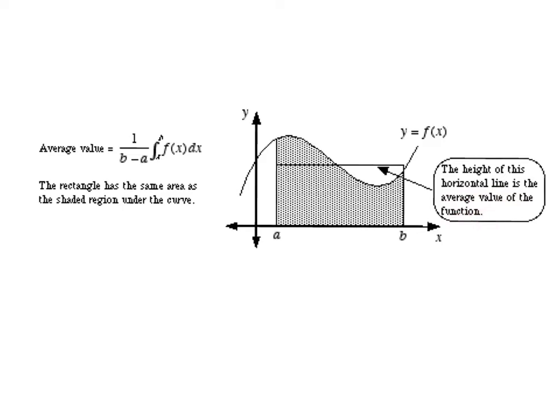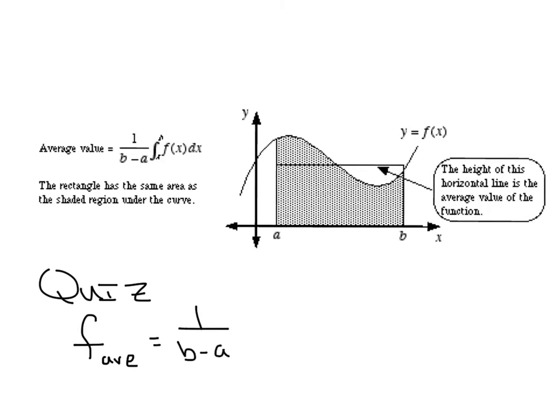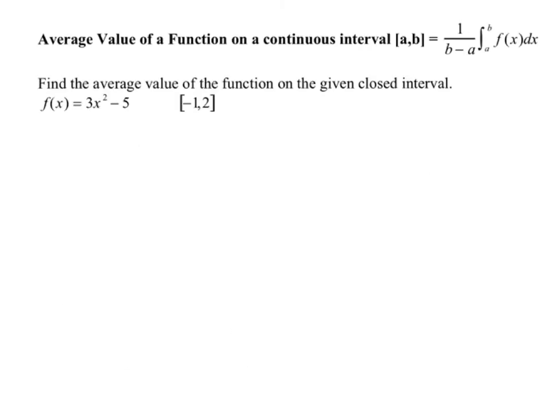Now, one little thing, as far as our quizzes go, when I ask you for the average value on a quiz, I like this notation. I say f and then subscript av. So f av is 1 over b minus a, integral from a to b. I'm not sure where I saw that, but I've always used this notation for that formula, and it's always worked out nice. All right, so here's our first example.